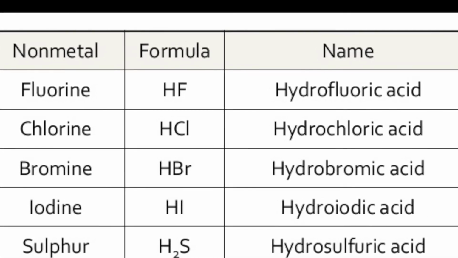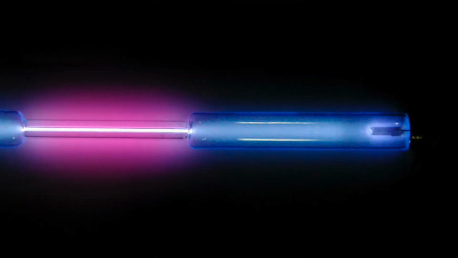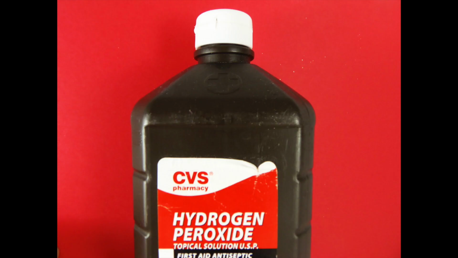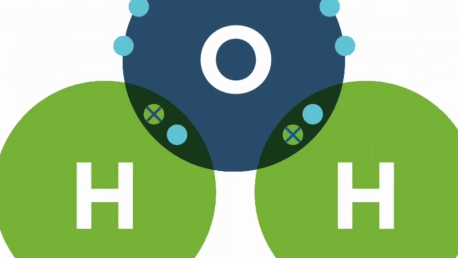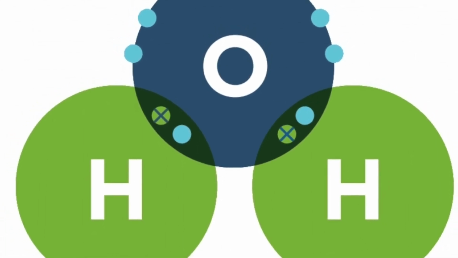It is a colorless, odorless, tasteless, highly flammable gas, figure 9. Hydrogen's low density makes it useful for weather balloons. Why is hydrogen not used in blimps that carry people? The Hindenburg crashed in Lakehurst, New Jersey, not far from where I grew up, was born and raised. Terrible, 1930s.